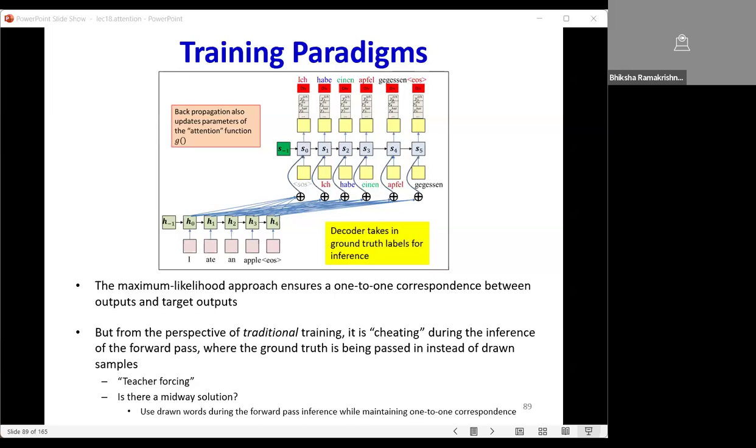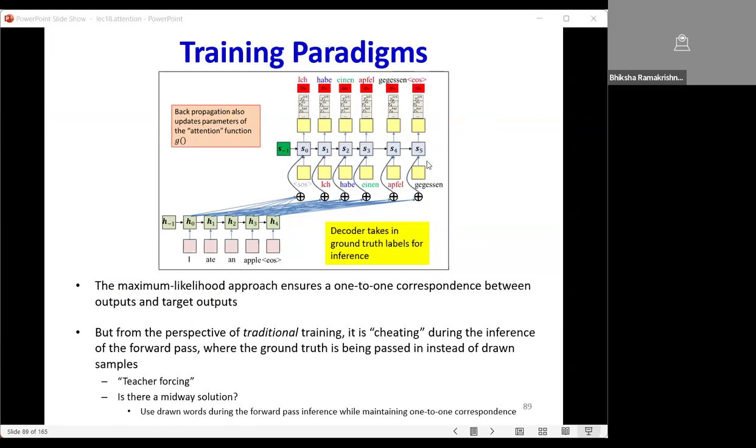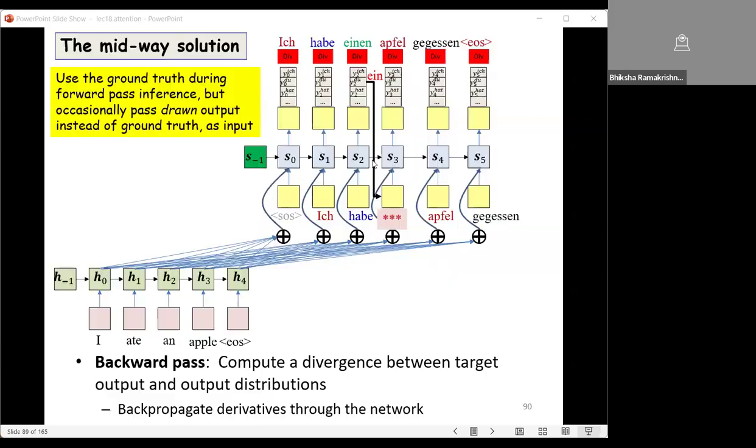Okay, and this is what they call teacher forcing, because the label itself is also being passed into the network. So, of course, now this is completely cheating because you're passing the label back in. So you have something of a midway solution where every now and then you draw the word and feed it in. So some of the words are the words from the ground truth, some are not, some of them are actually drawn. And then you compute your divergence. So if you do this carefully enough, you will still have a one-to-one correspondence between the actual and desired outputs, and you can still compute your divergence and train the network.